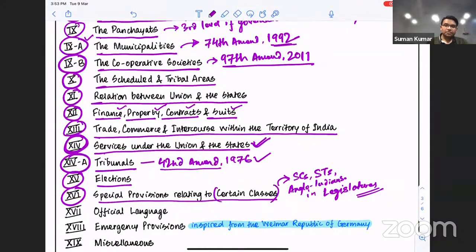Having said this much, from Part 1 to Part 16 we understood the trail. 17 can be another placeholder for you. There are two placeholders I told you. 14, services, for which we are working so hard, that is services under the Union and the States. 17 can be one placeholder, which is official language. India is a country which is believed to have a plethora of languages. There are so many languages that, sorry.